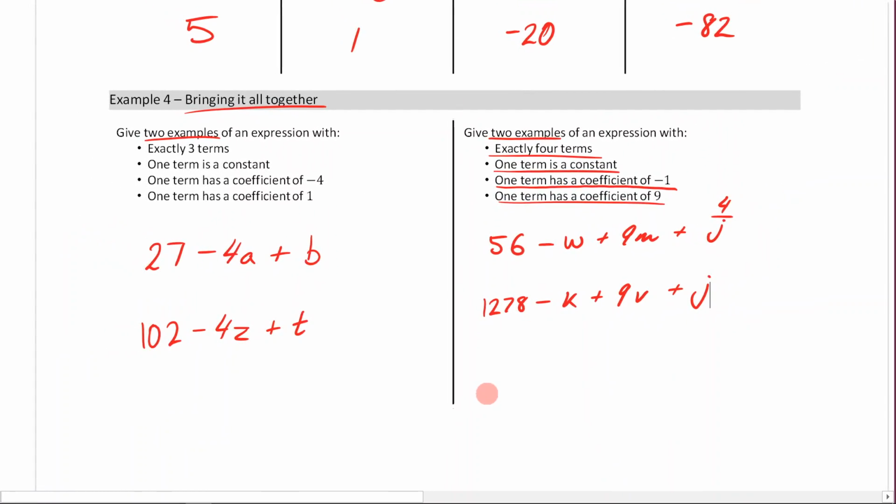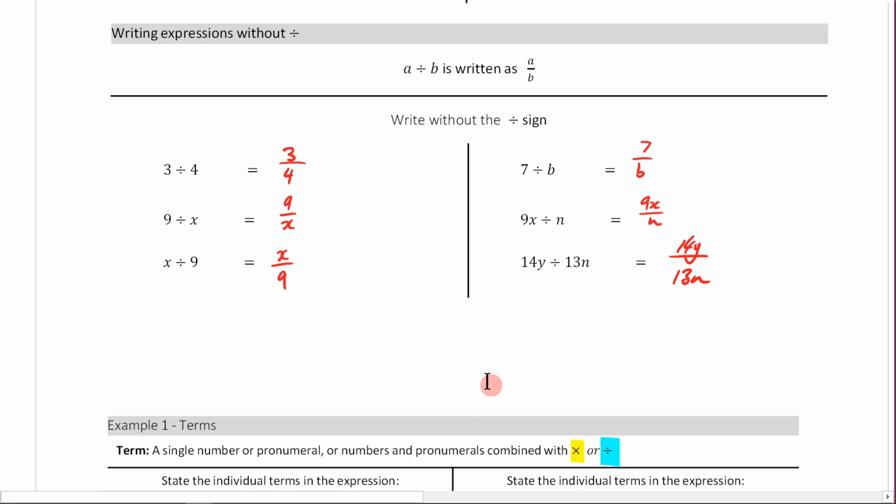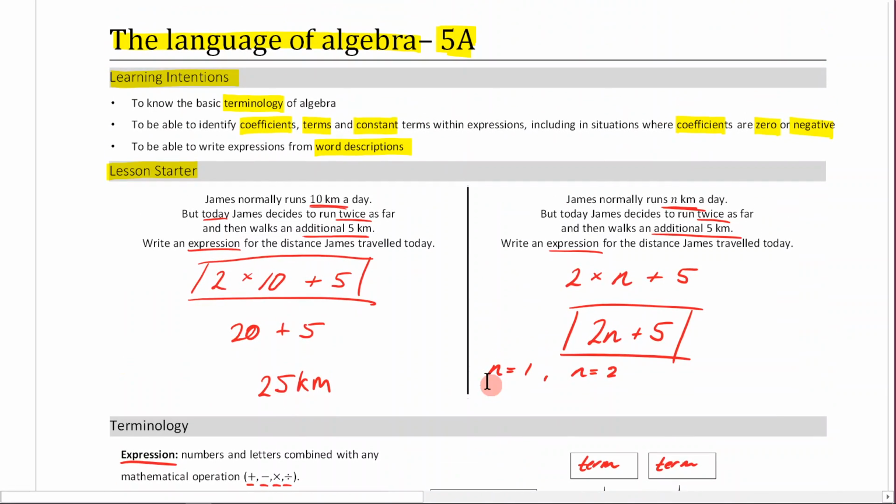Perfect. So hopefully you feel comfortable with everything we've gone through here. So this should be more or less just a refresher of what you've done last year in Year 7 Algebra. And yeah, hopefully you found it doable. So we've done that and we have done that.